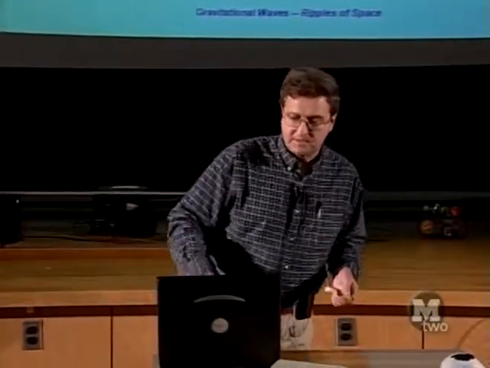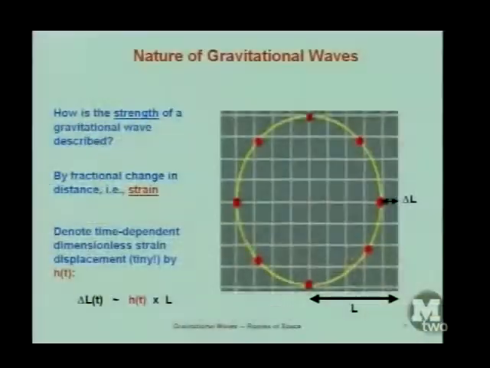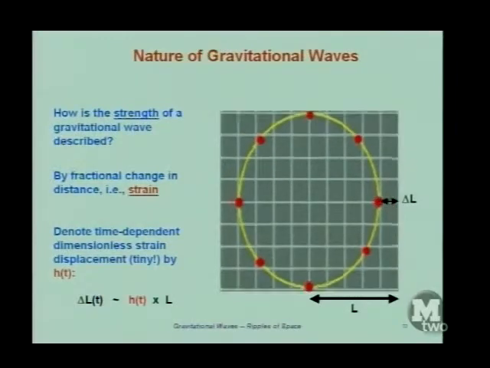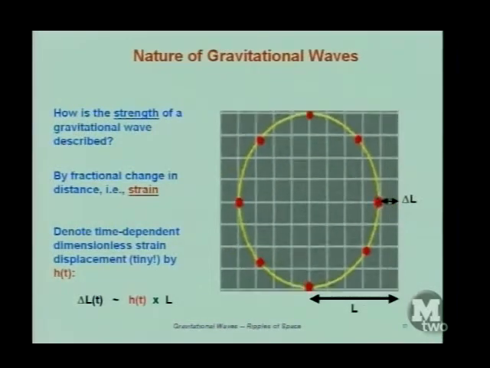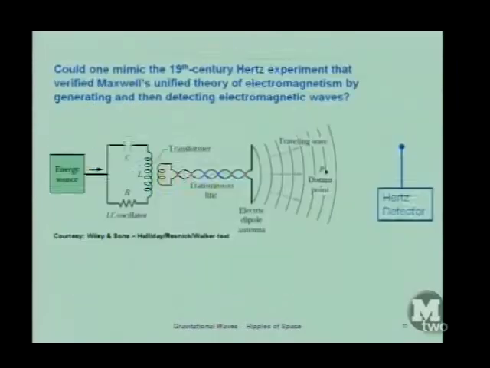Here's a graduate student's depiction of oscillating space. It shows you space stretching and compressing, alternating in the two dimensions. This is the change in the length, delta L, and this is the nominal length between the two. In this case, the amount of strain oscillation has been magnified by about 20 orders of magnitude. We wish it were that easy to detect.